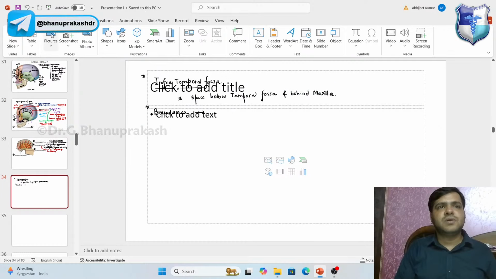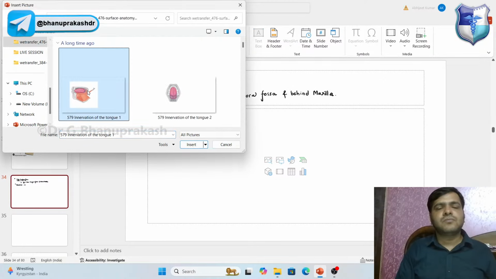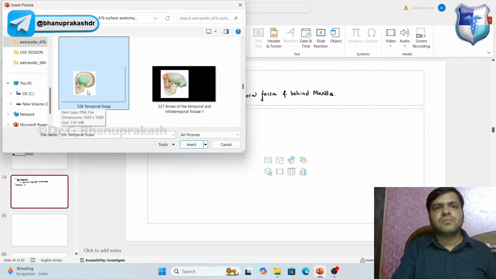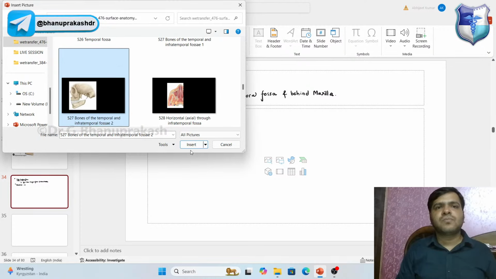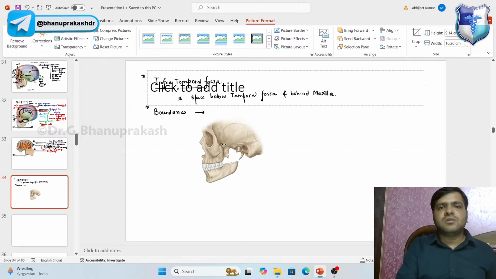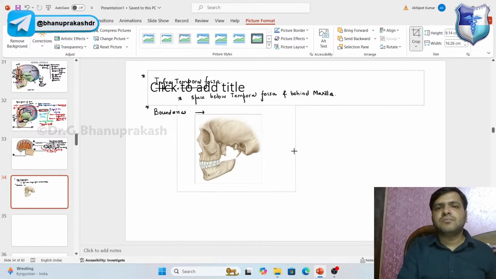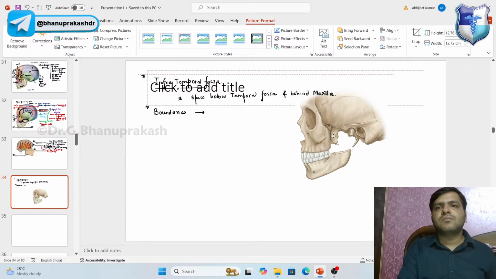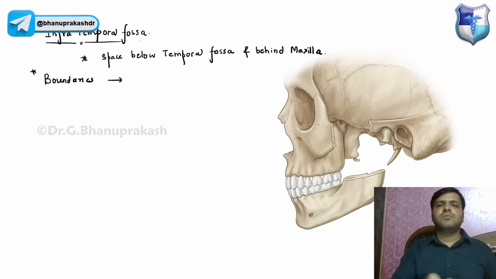If you want, let me just insert one picture. Yes, guys, I'm talking about this particular part. I hope the image is visible now, guys. Now, guys, this area which I'm highlighting over here, it is the infratemporal fossa. अब खुद बता दो बेटा कि आगे कौन सी बोन है? This is the maxilla. Anterior ये है, posterior ये होगा.